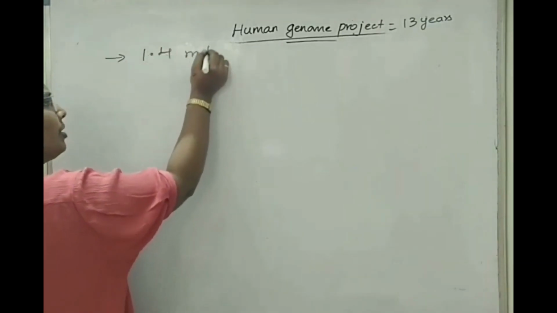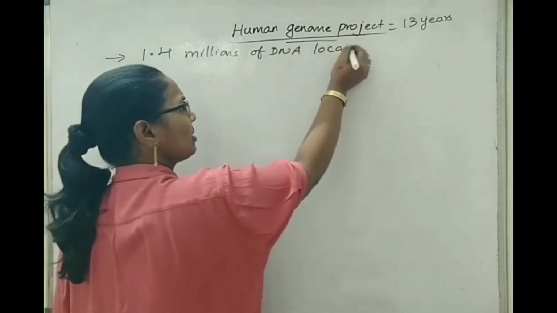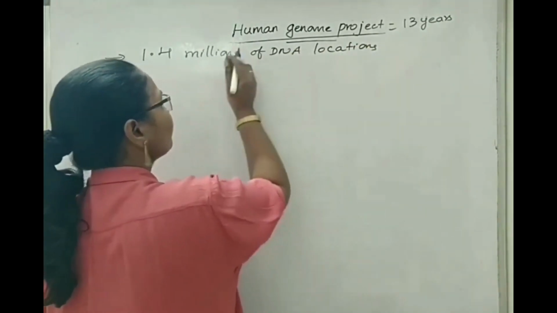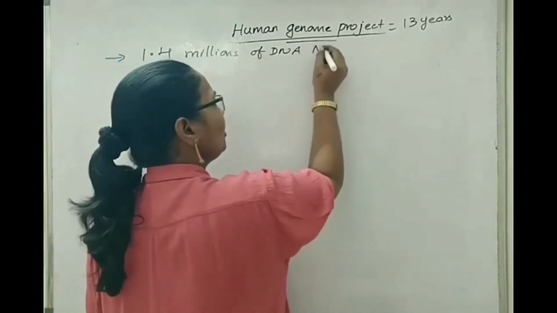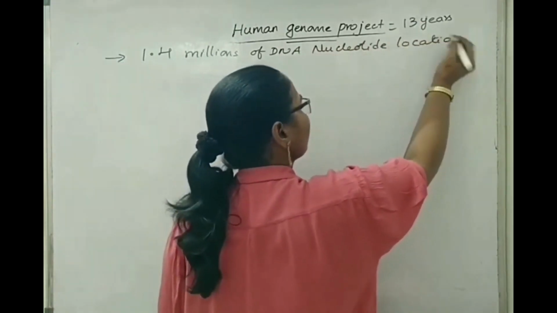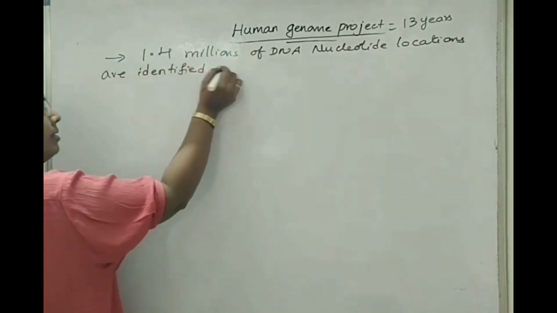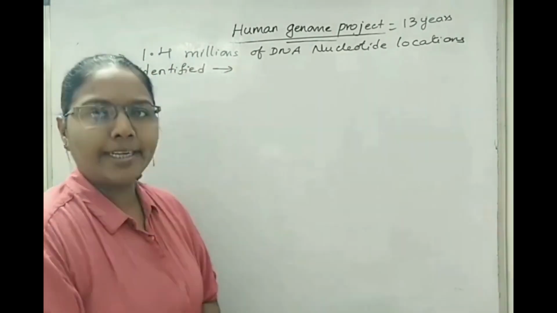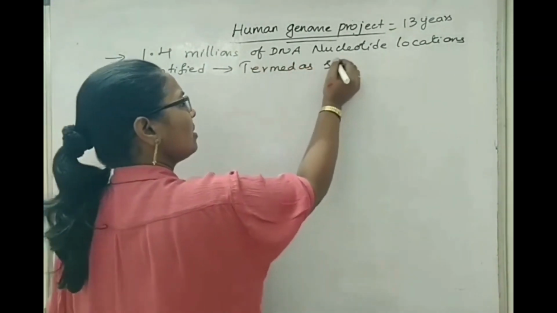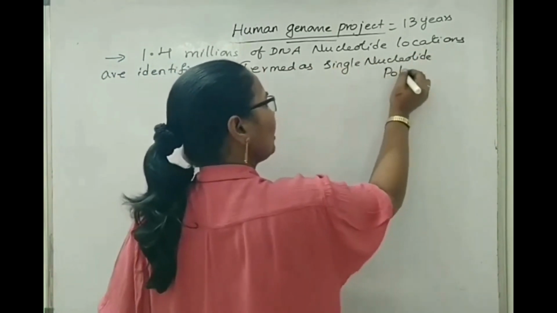Nearly 1.4 million DNA locations, meaning the nucleotide locations of DNA, are identified. They are given the term single nucleotide polymorphism.